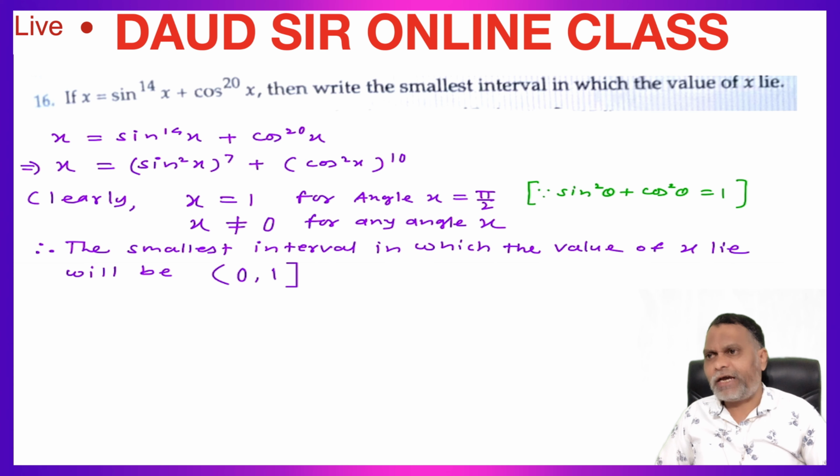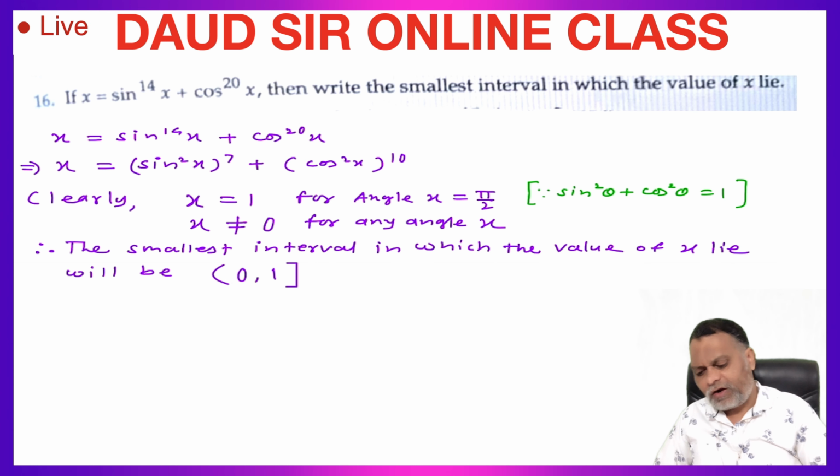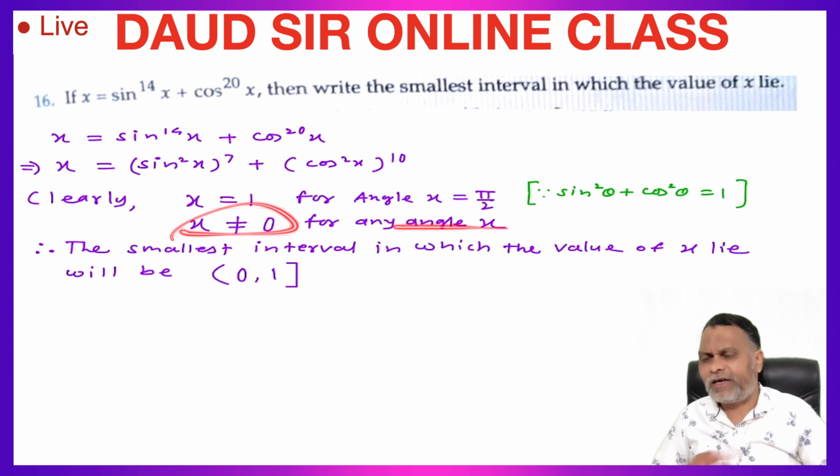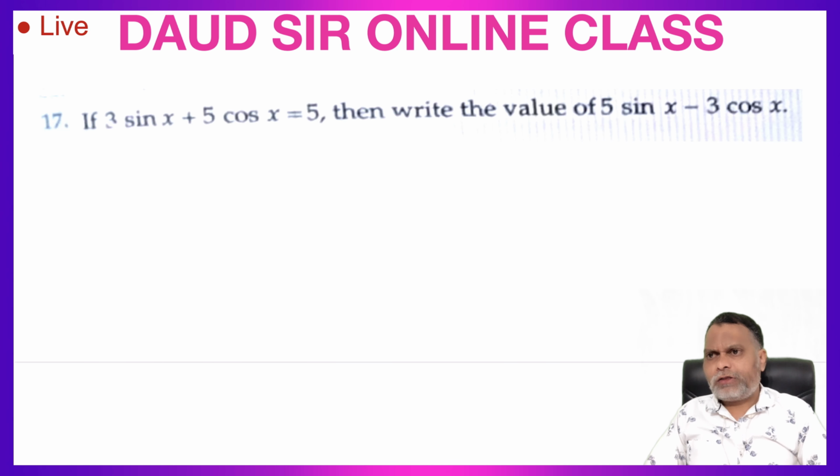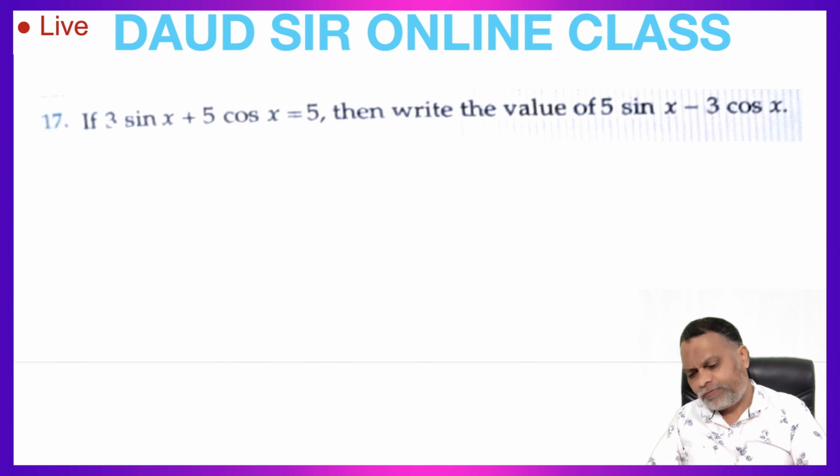This value will lie in this interval. We cannot get 0 for any angle x. So the smallest interval is (0, 1], and this is a semi-open interval. Here 0 is not included, 1 is included, and the value is greater than 0 but less than or equal to 1. That's it. Now this is the last question for these very short answer type questions.